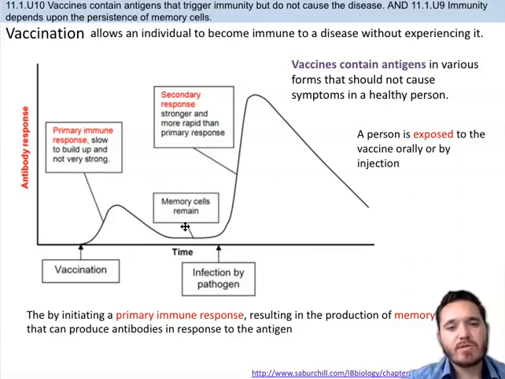Those memory cells do remain even after the plasma cells are gone and the antibodies that were produced are much less. And then the secondary response is actually stronger and more rapid than the primary response, because your immune system essentially already is prepared to fight off that pathogen. And so it's going to ramp up into a full antibody response and increase antibody production. And then, of course, the pathogen would hopefully be destroyed and the antibodies would go back down again.